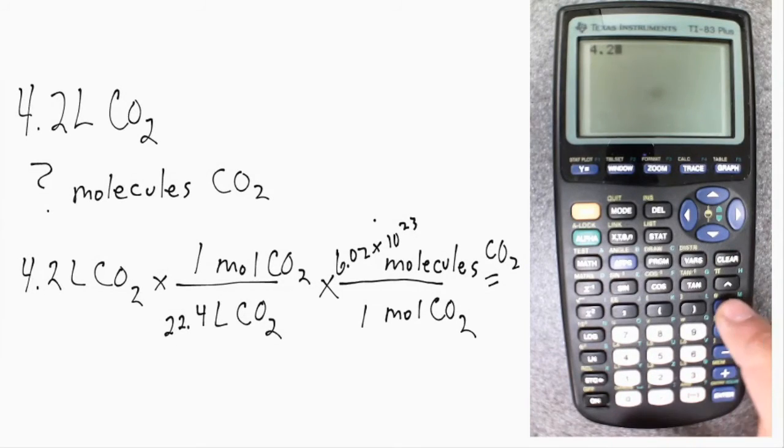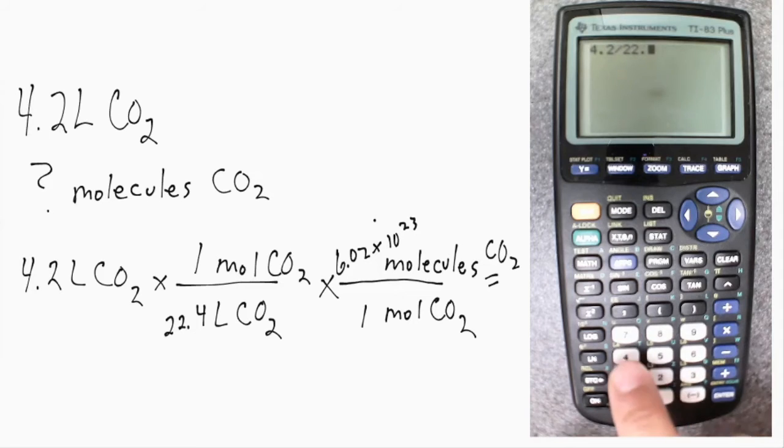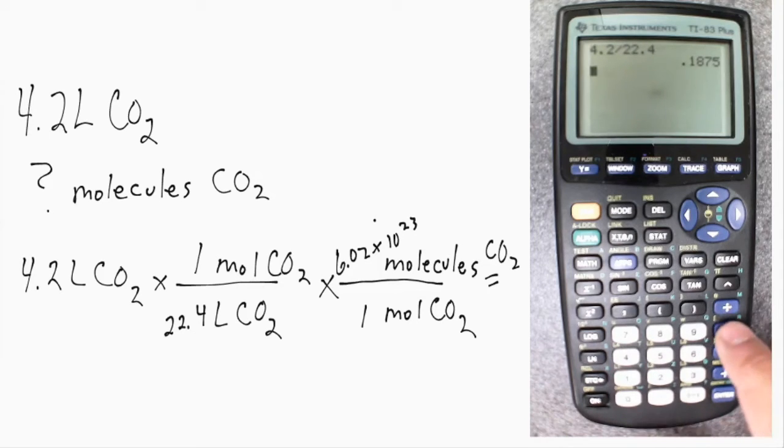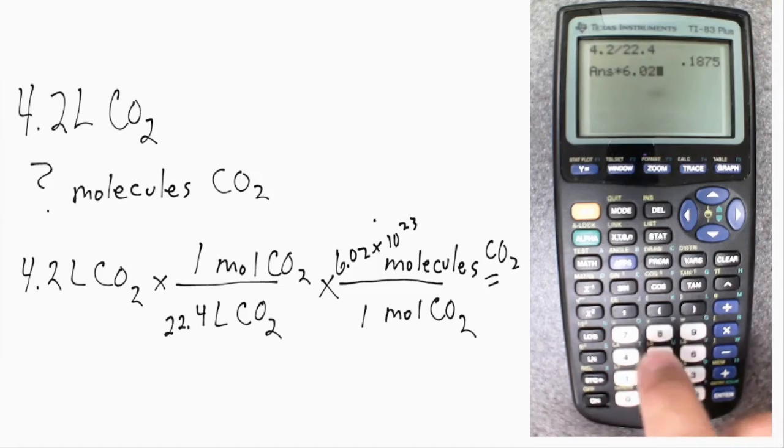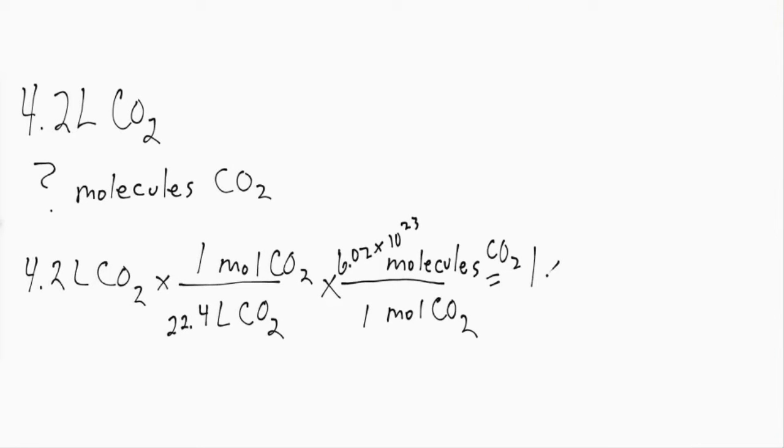4.2 divided by 22.4 equals times 6.02 second function double E, which is times 10 to the 23rd power. Enter. We're going to have two significant figures because the term with the least amount of numbers is 2. That's 4.2. So our answer is going to be 1.1 times 10 to the 23rd power.